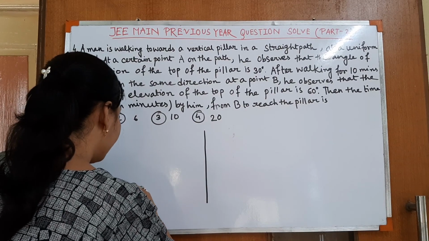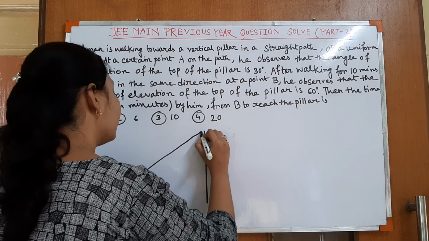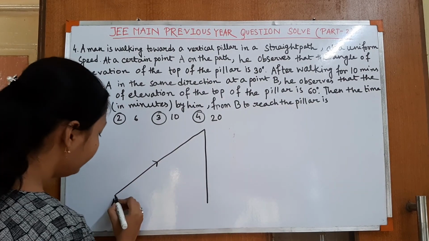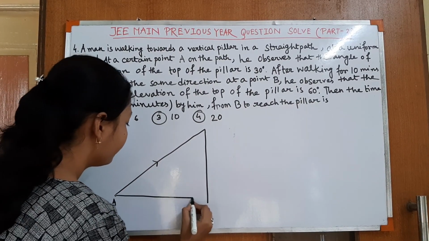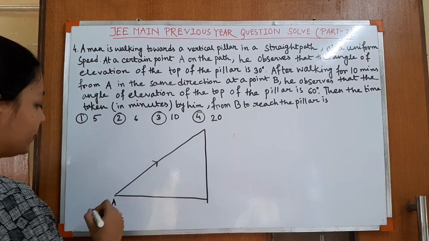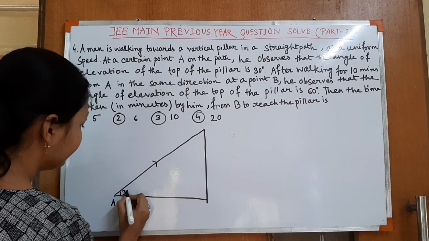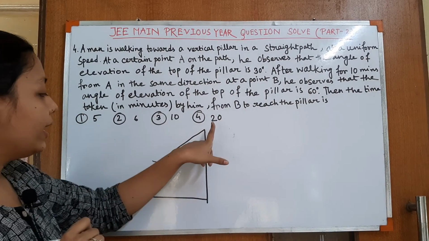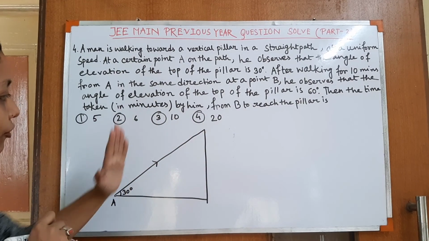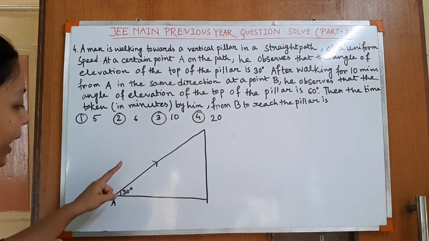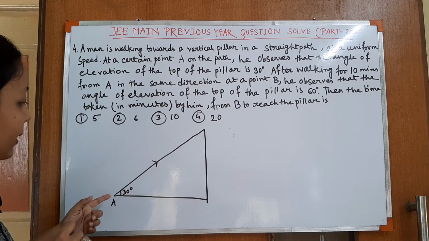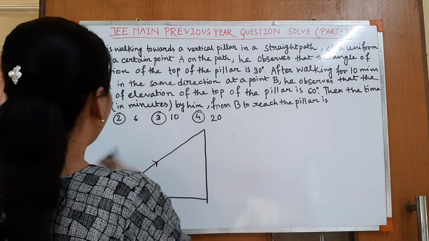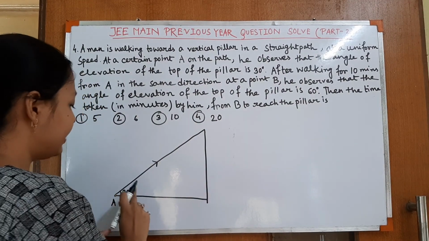What is the angle of elevation? This is the angle of elevation, and this is 30 degrees. When you see any object which is above you, it makes an angle with the plane. This is called the angle of elevation. He observed that the angle of elevation of the top of the pillar is 30 degrees.